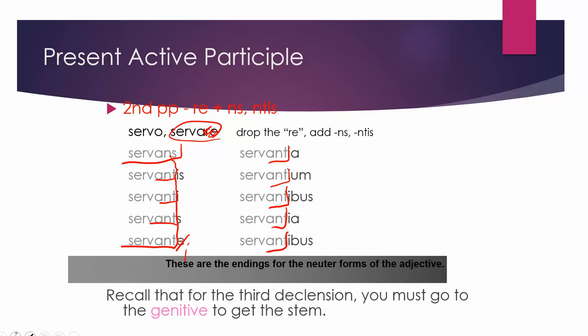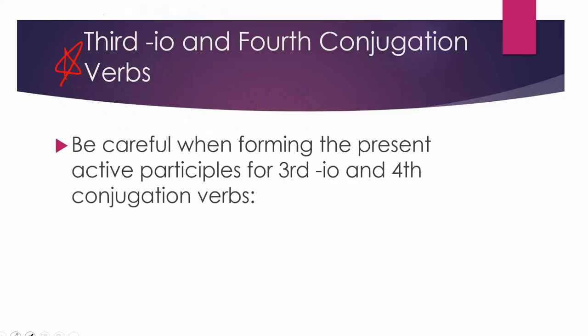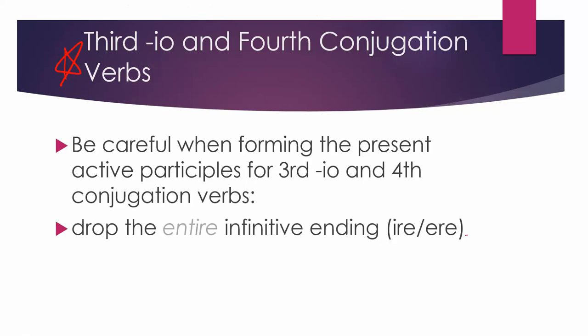And keep in mind, you're always going to that genitive. So, side note, if you have a third IO or a fourth, then I want you to think of chopping off the whole infinitive ending. So get rid of the ERE or the IRE. This is only for third IO and fourth.